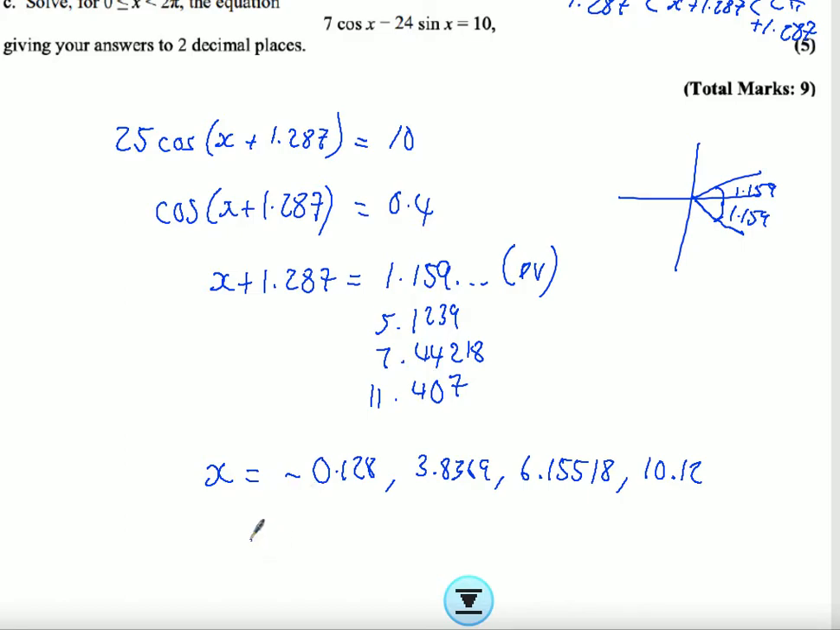So which of those are as we want them to be? Well, that's of no use. That's of no use. So is it 2 decimal places? Yep. So 3.84 and 6.16 are our solutions to this equation. Okie dokie.